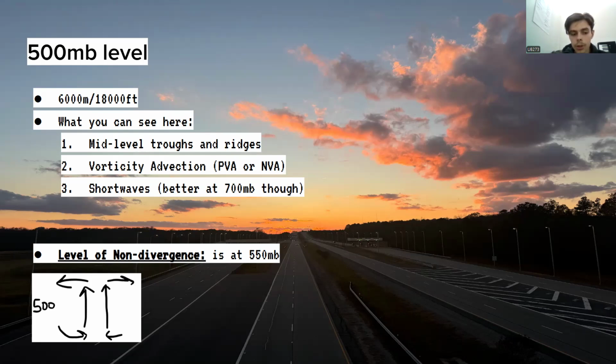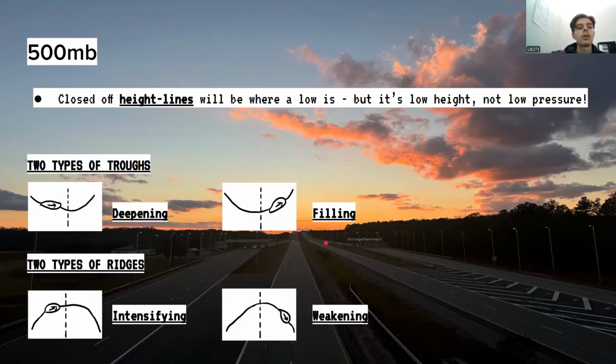We also would call this the level of non-divergence, because it so happens that often, if we have rising air, in this case convergence at the bottom, the air rises and then at a higher level it will diverge. But at the 500, we're not at either of those top or bottom points. So it's important to note that when you have closed off height lines, there's going to be a low there.